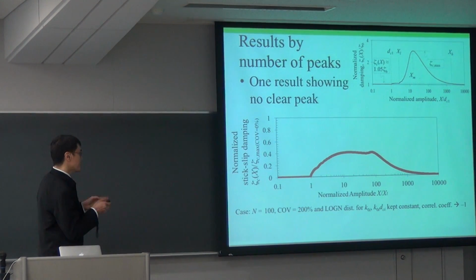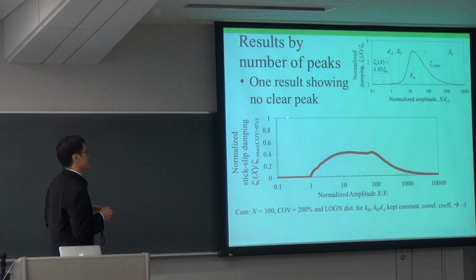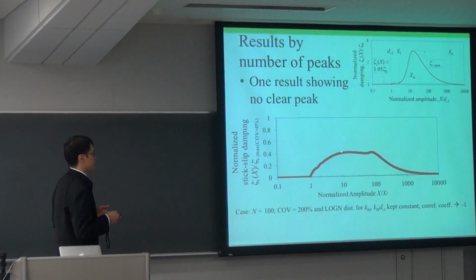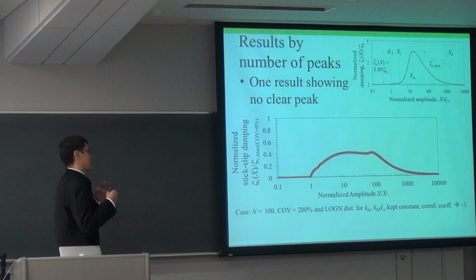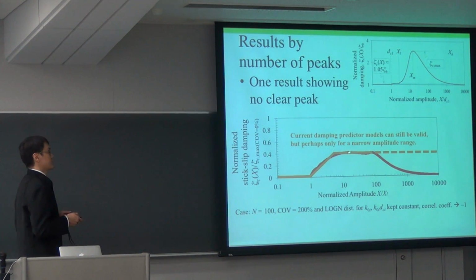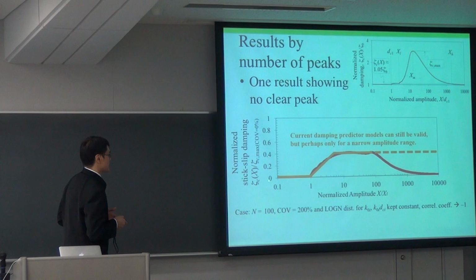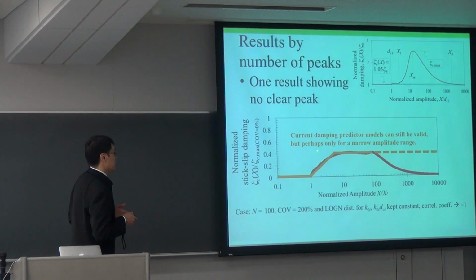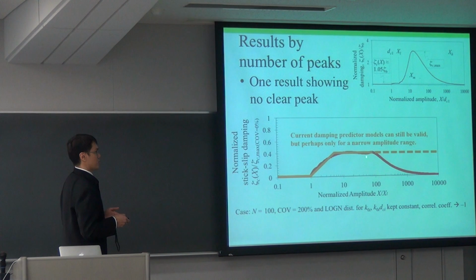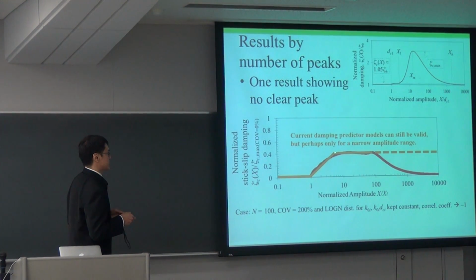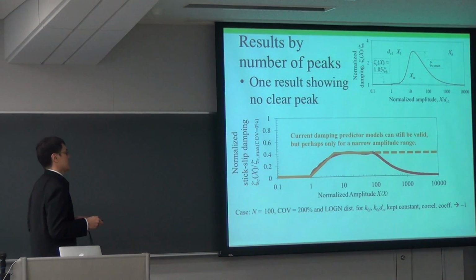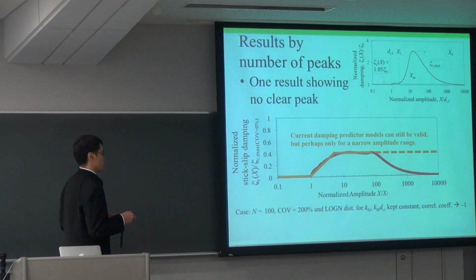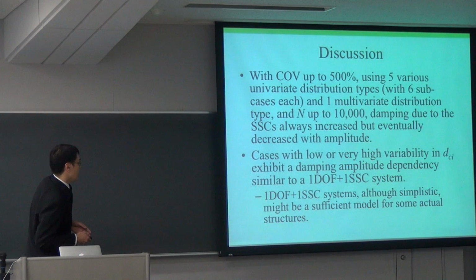And then this is just one result out of the 672 cases I analyzed where there's no clear peak. So it seems like from here, damping starts to increase with amplitude, and then from here up to here, it seems that damping is practically constant. So what this tells us is current damping predictor models can still be valid. As I showed you earlier, this is the shape of current models, but maybe they're valid only for a specific amplitude range. So let's say up to here, current models are valid, but maybe beyond that point, the current model is not valid.